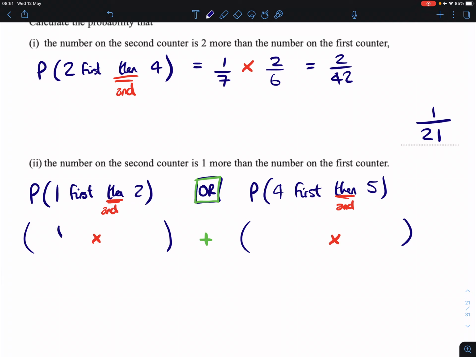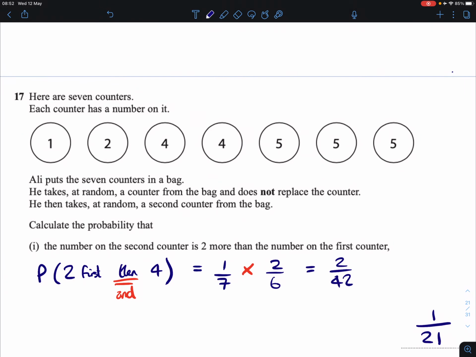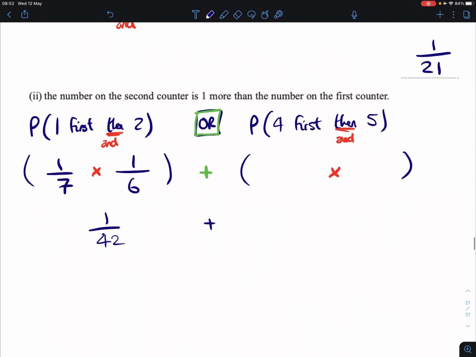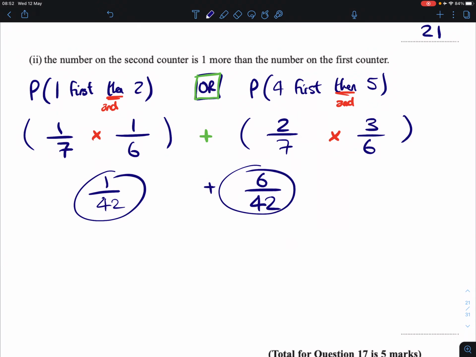There was one number 1, and there is one number 2. Of course, it's out of 6 second time because we've lost one. So that gives us 1 over 42 for the first fraction. And for the second fraction, we have 2 4s out of 7, followed by 3 5s out of 6, because we would have lost one of these 4s. It doesn't matter which one I cancel out. There will be 3 5s out of 6 remaining counters. So we have 2 out of 7 times 3 out of 6, which gives us 6 out of 42. That's kind of nice that they both have the same denominators. It might not always happen that way, but in this instance it does.